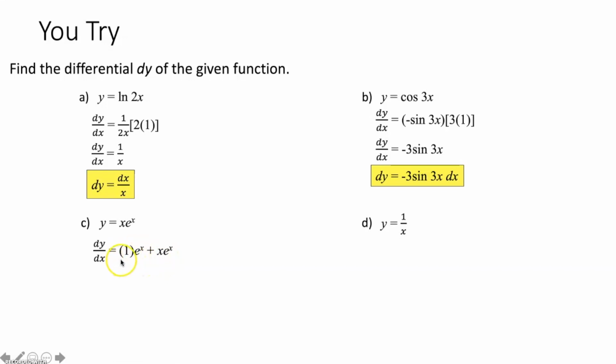And then each term here has an e to the x that I can factor out, and I get that dy dx is equal to e to the x times the quantity 1 plus x. But I'm not done. I'm trying to find the differential of y, dy. So I multiply both sides of the equation by dx, and I'm done.